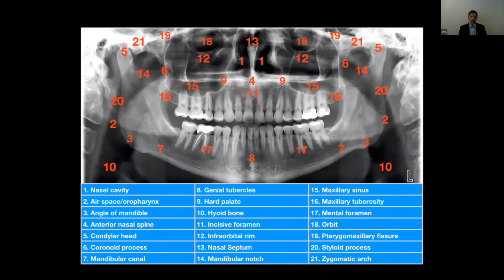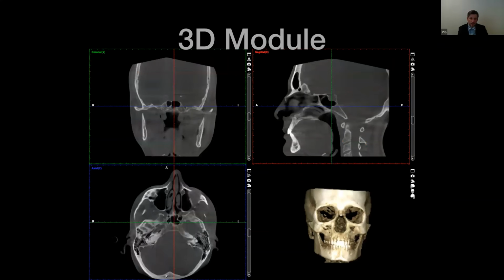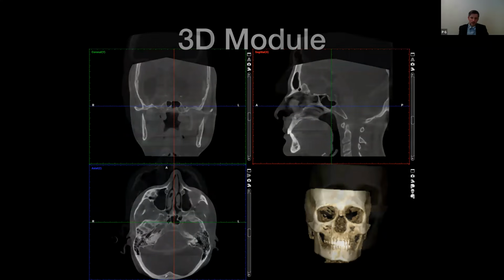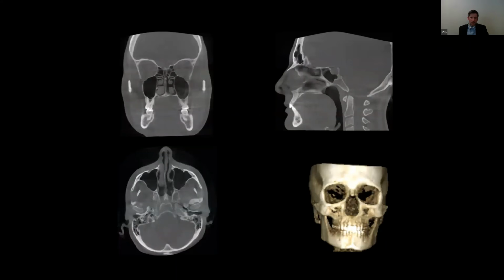And this is how it looks in a cone beam scan all laid out. So this is the 3D module view, is what it's called in Romexis. But this is the 3D representation of the patient. So here are the different slices. In the upper left of your screen, we have the coronal slice, which is like you're looking at the patient from the front, almost like a panoramic.